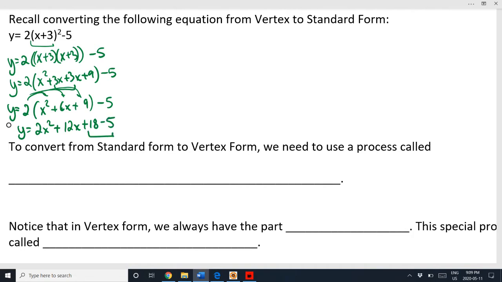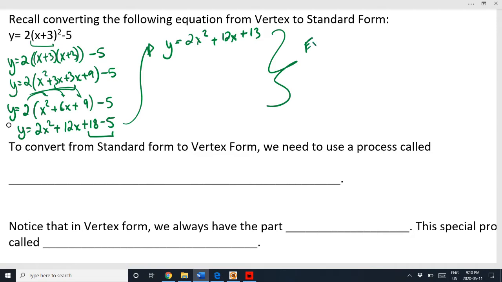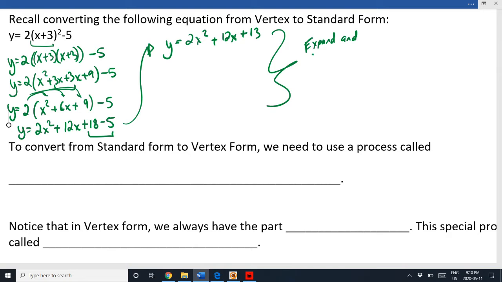The last thing to do is to put these two like terms together. So let's bring that up here. We'll have y is equal to 2x squared plus 12x and 18 minus 5, that's 13. Okay, so here we have our standard form, and what we had to do here was expand and simplify to standard form.